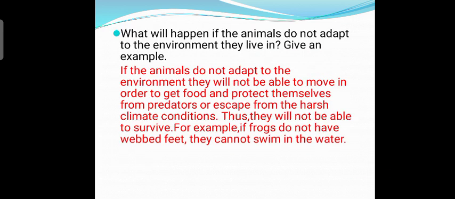Now, what will happen if the animals do not adapt to the environment they live in? Give an example. If the animals do not adapt to the environment, they will not be able to move in order to get food and protect themselves from the predators or escape from the harsh climate conditions. Thus, they will not be able to survive. For example, if frogs do not have webbed feet, they cannot swim in water and they will be not able to survive in water.